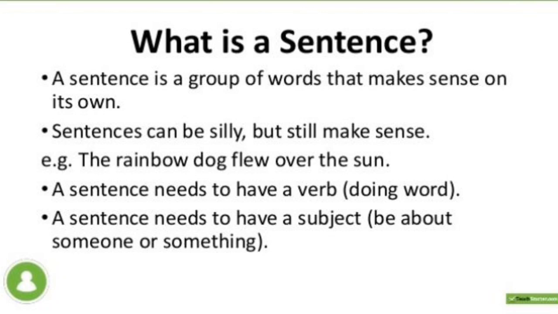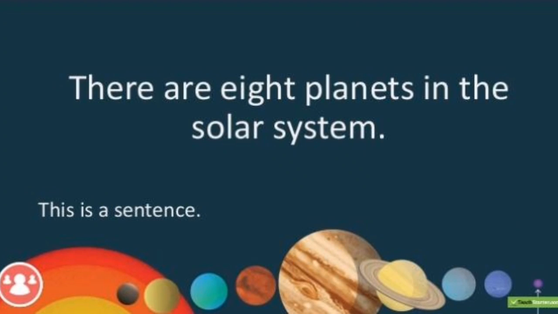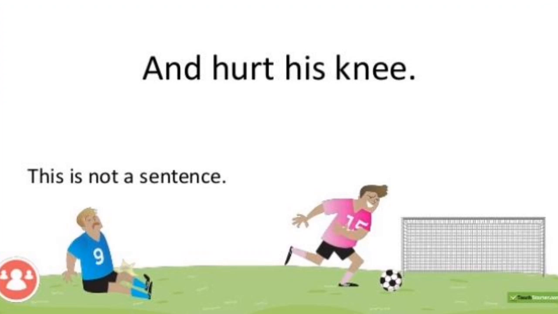So a sentence depends upon an independent clause, and an independent clause contains two things: a subject and a verb. There are 8 planets in the solar system. This is a sentence because it is conveying a complete thought. Next is "and hurt his knee." It's not an independent clause. It's a dependent clause, and it's not conveying a complete sense. So we can say that this is not a sentence.